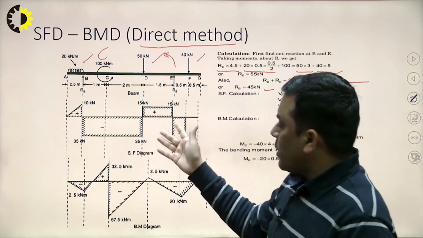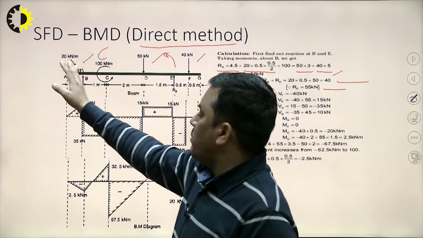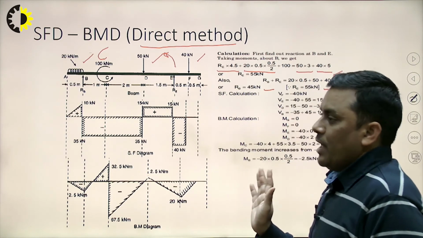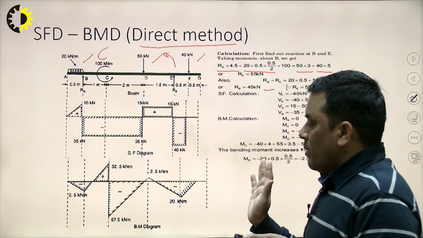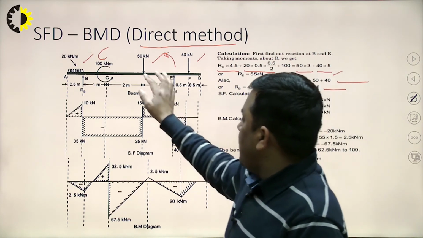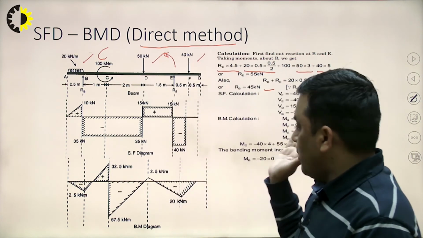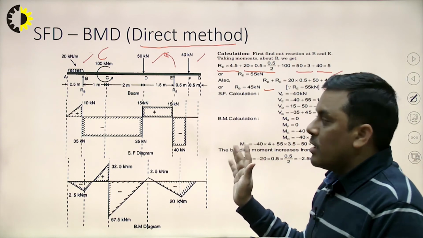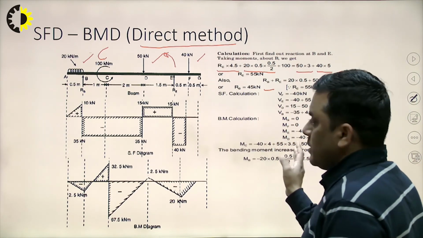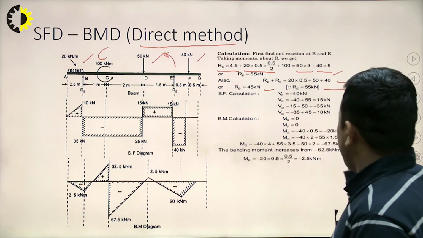Now, the direct method for calculation. What do we have to remember? As and when we get a UDL in the beam, the shear force diagram will be an inclined line and the bending moment diagram will be parabolic. As there is the effect of a point load, the shear force diagram will be a constant horizontal line and the bending moment diagram will be an inclined line. We have to keep these things in mind. Anyway, the direct method is shorter and simpler to check the problem, so we can do one problem related to that.